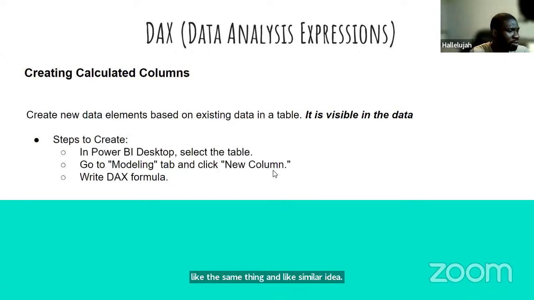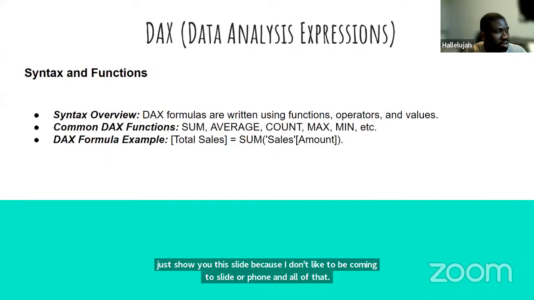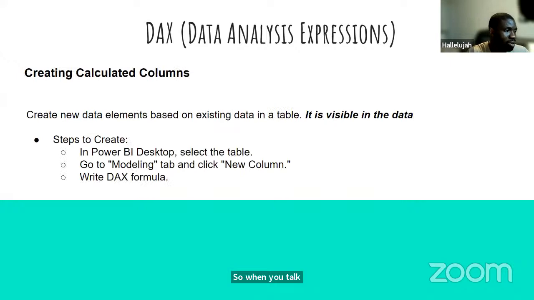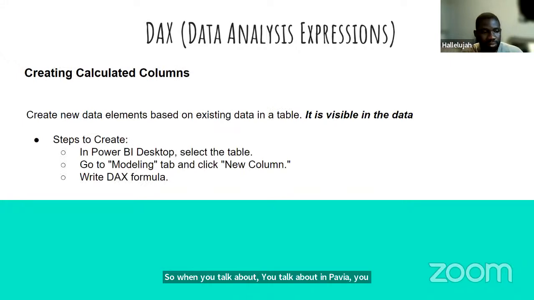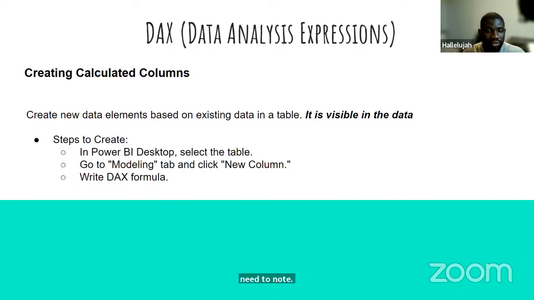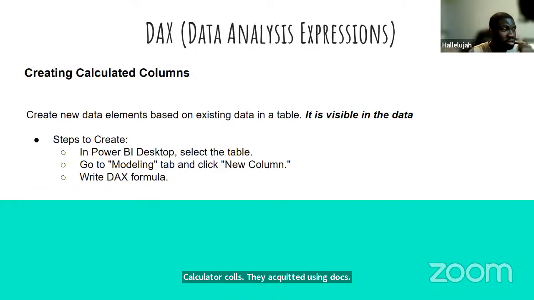Let me just show you this slide because I don't like to be coming to the slide often. So when you talk about DAX in Power BI, you talk of two things, what you use DAX to create. The first one is called calculated columns. So that's the first thing you need to note. Calculated columns are created using DAX, and they are used to create new data elements based on existing data.